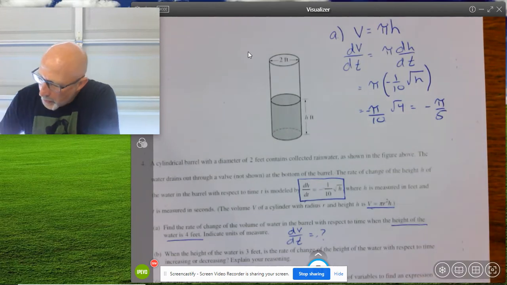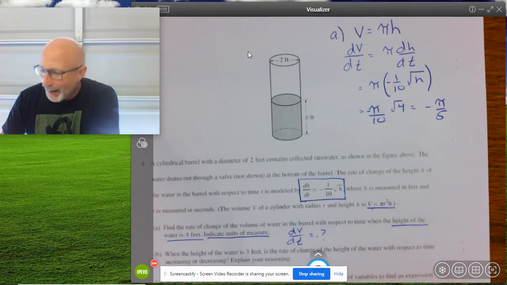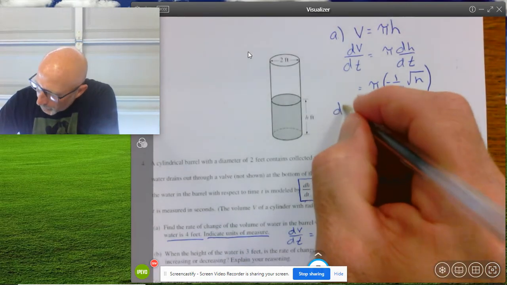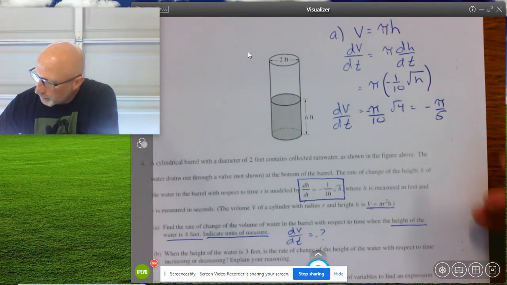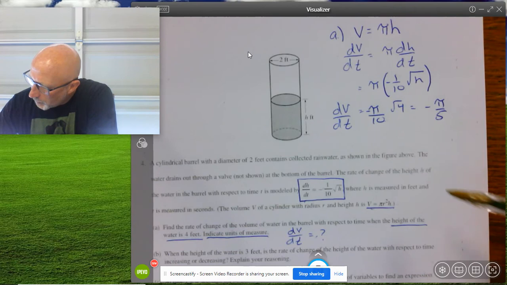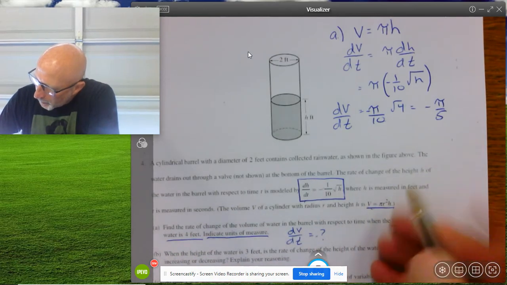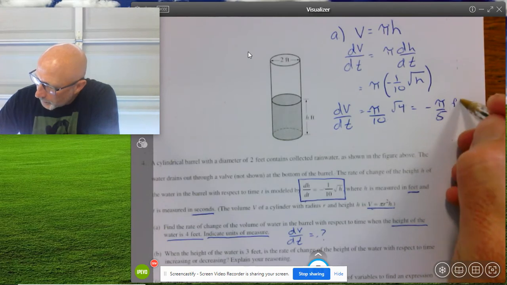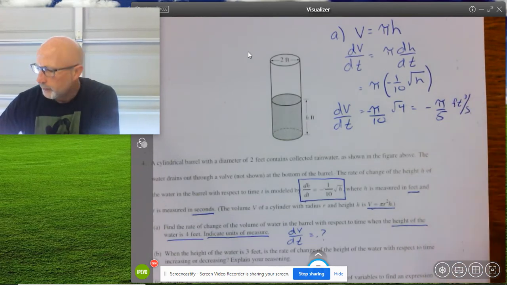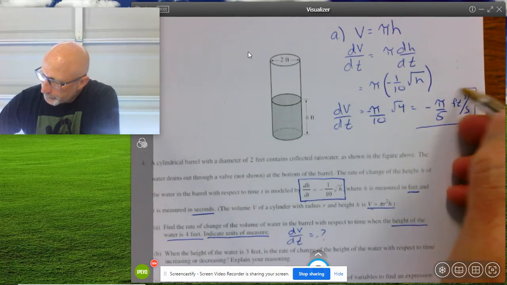Now I do need to indicate my units of measurement. This is dV/dt, so this is the rate at which the volume is increasing or decreasing. So what are my units? I have feet and seconds. And since it's volume, it's feet cubed per second. So that's what the answer is there.